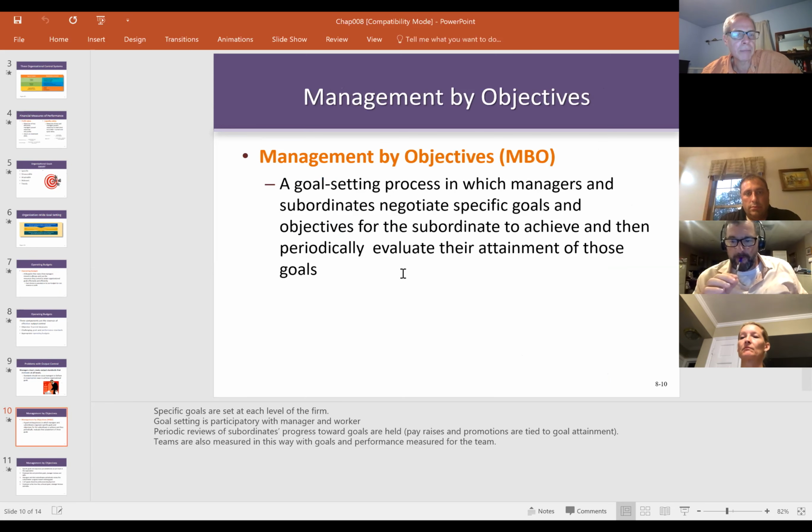Let's talk about management by objectives just a little bit. Some of you work for smaller organizations and might not have seen this. This is a very common one in large organizations, also common in government offices. And basically, it's a goal-setting process in which managers and subordinates negotiate specific goals and objectives for the subordinate to achieve, and then evaluate the attainment of those goals.